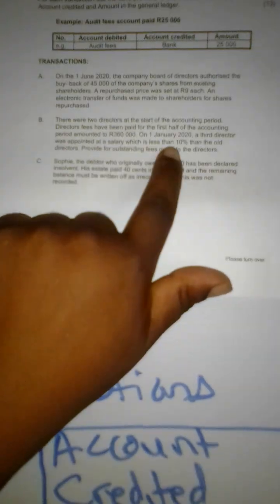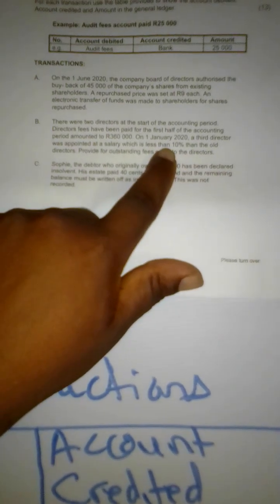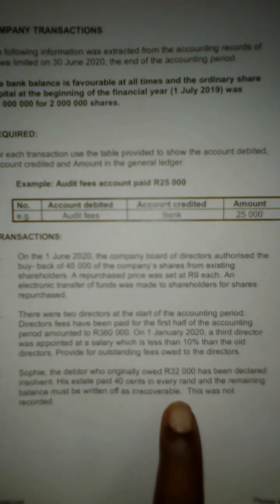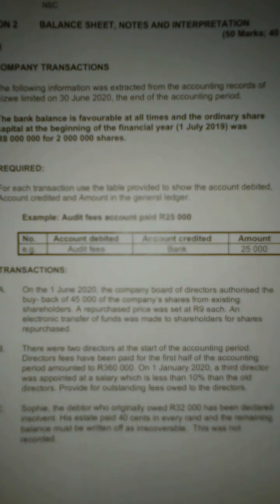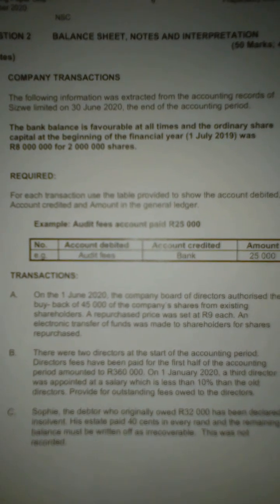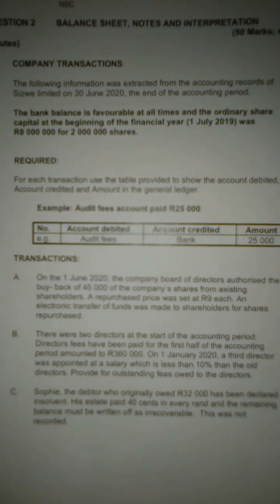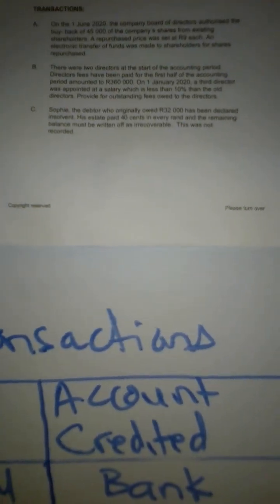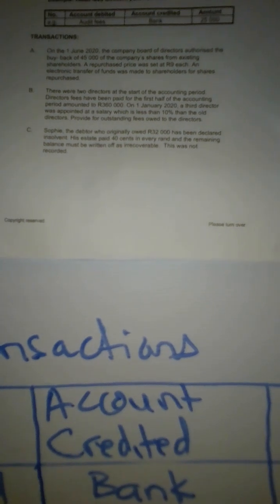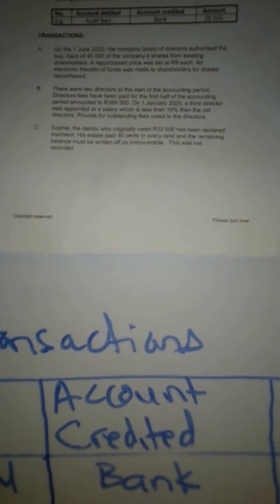And now they are saying that 1 January is the middle of the year. Remember, their year begins on 1 July 2019. 1 January 2020 is the middle of the year. It's just 6 months remaining before the year end. They appointed another director at a salary that is less than 10% that of the old directors.